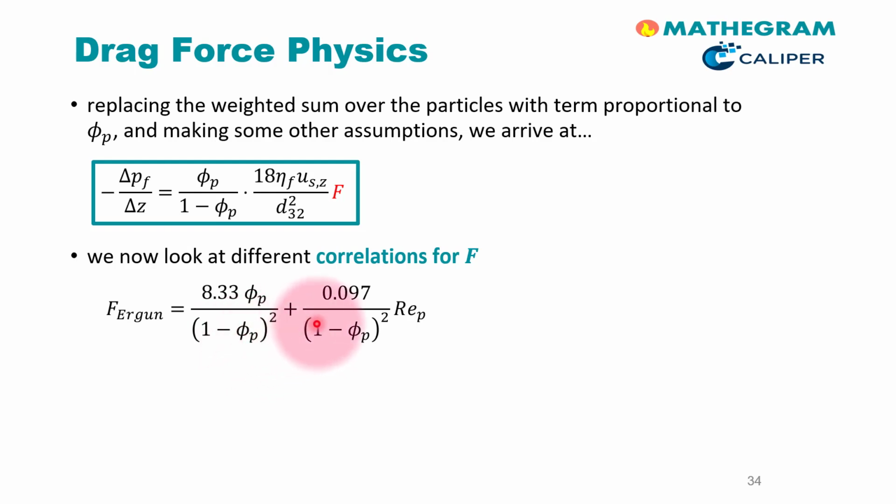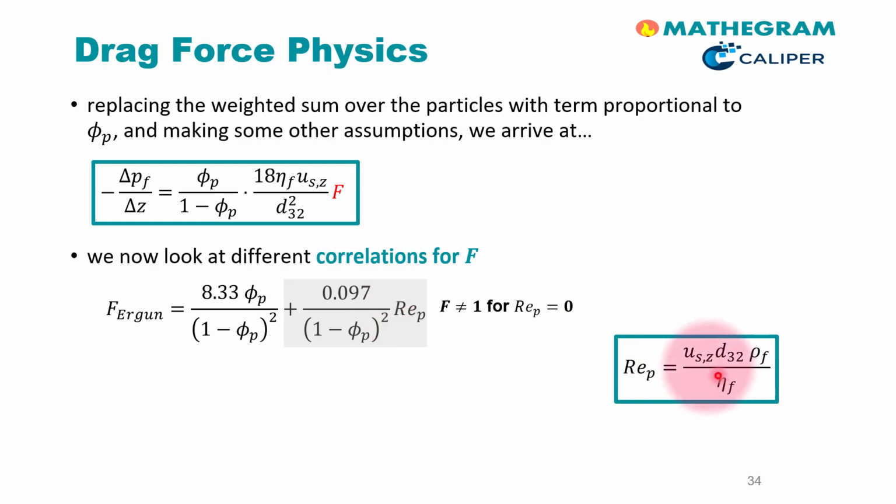The second term is linear in the Reynolds number, i.e. it vanishes in the limit of slow flows. And this is important. The Ergun equation cannot be used for dilute flows since the Stokes limit, meaning F equals 1, is not predicted for slow flows in which this second term vanishes. We note in passing that the Reynolds number is defined with the superficial velocity and not the phase velocity. Also, the Sauter mean diameter is used as the appropriate average diameter in case of a polydispersed granular flow.